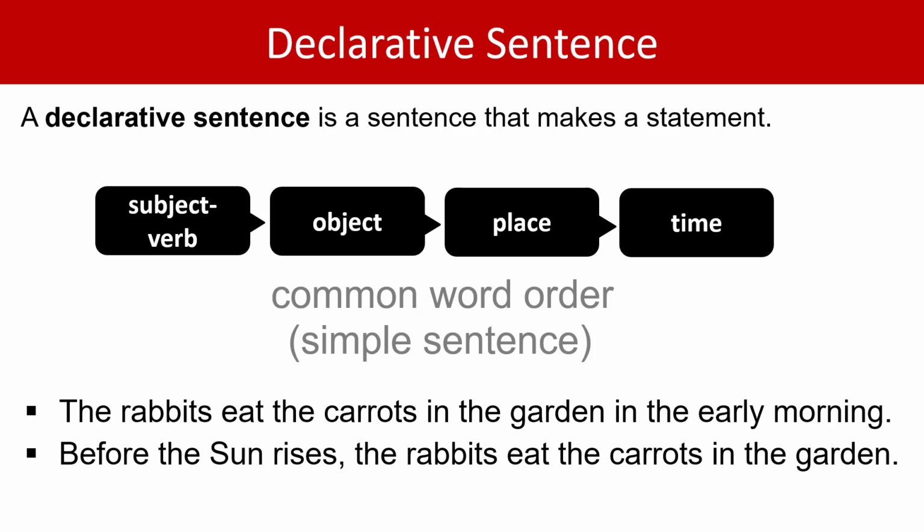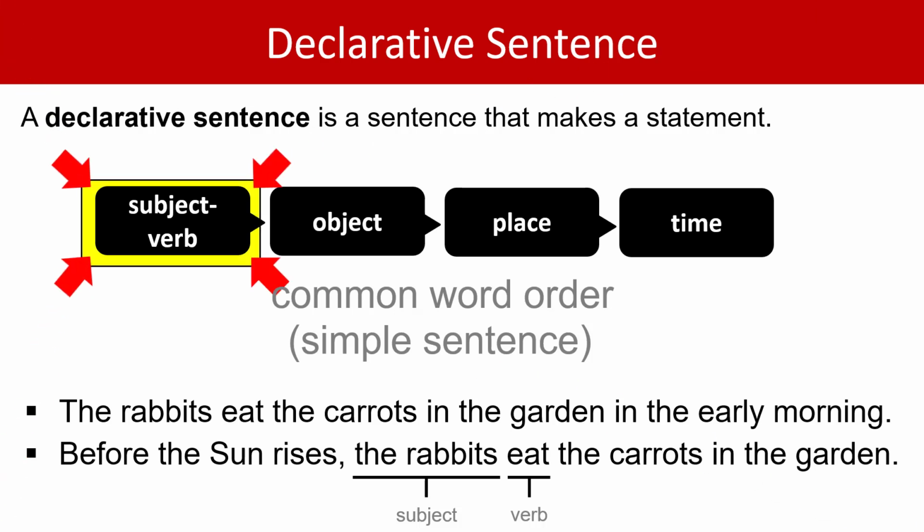But look, before the sun rises, the rabbits eat the carrots in the garden. Well, look, here is our subject and here is our verb. And I want to just make that point. This subject-verb pairing is another telltale sign of a declarative sentence. When you have a subject-verb pairing like that, combined with full stops or periods at the end, then you are looking at a declarative sentence.